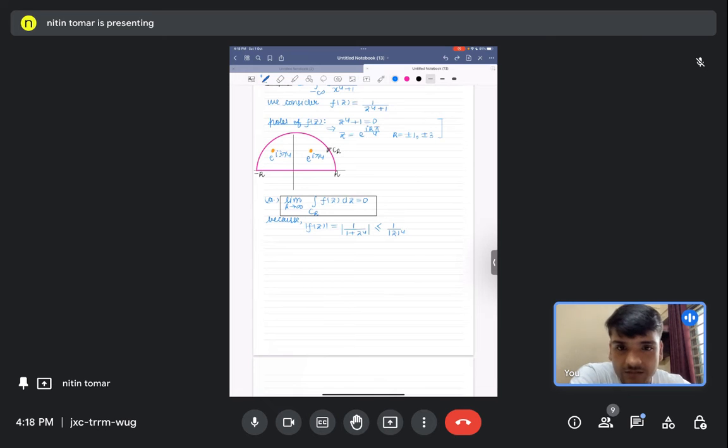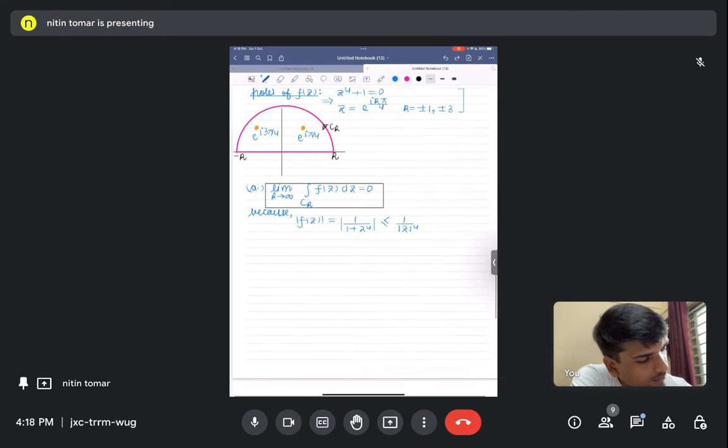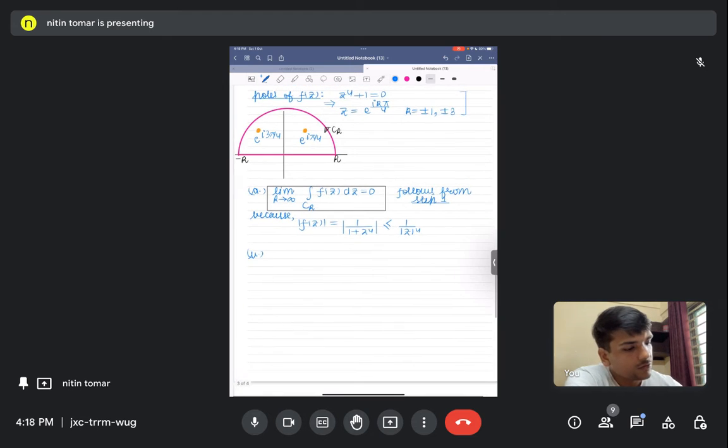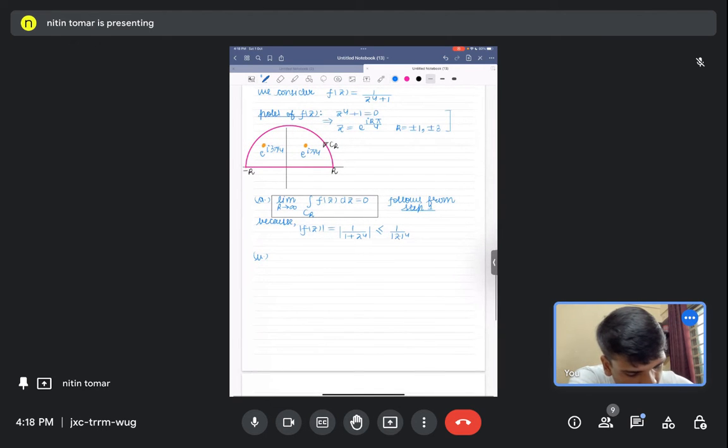At least on this curve that I'm saying, this integral has to go to 0, and it follows from step 1. Now second is, you see what I want to say is the following.